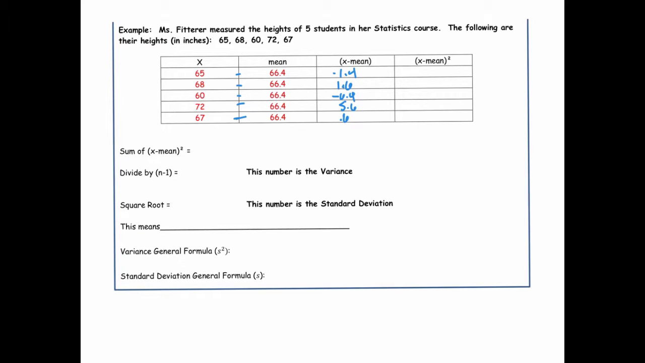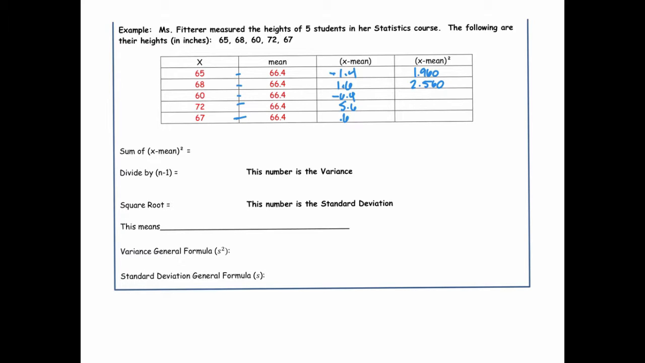Now, we have a problem because we still have some that are negative. If we added them up, we would get 0, which we don't want. We want to get rid of the negatives. So we've learned that we can take the absolute value, and I mentioned that another way of doing that is to square. So let's square these values. Negative 1.4 squared gives you 1.96. 1.6 squared gives you 2.56.